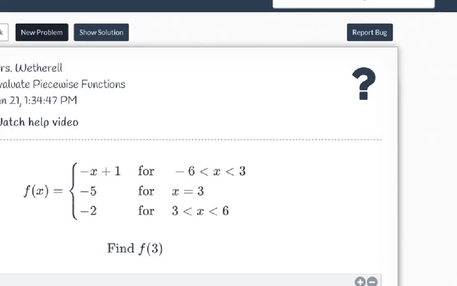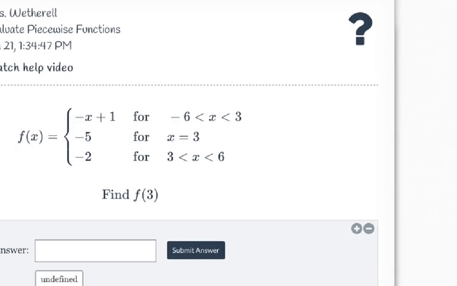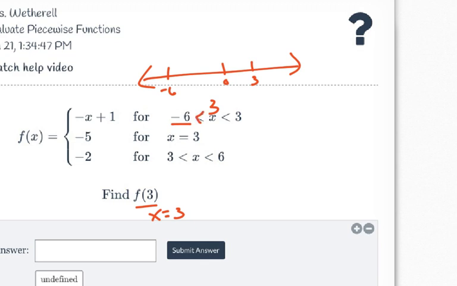The next one, I'm looking for x is 3 again, and I'm looking at my conditions. So I'm going to put a 3 in here. And I'm thinking about a number line. Sometimes it's easy just to draw a number line so you can get a visual. Okay, so is negative 6 less than 3 less than 3? And that doesn't make sense. So no, that's not it. Is 3 equal to 3? Yes. So I would type in negative 5.